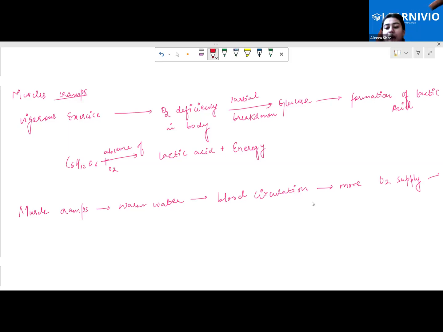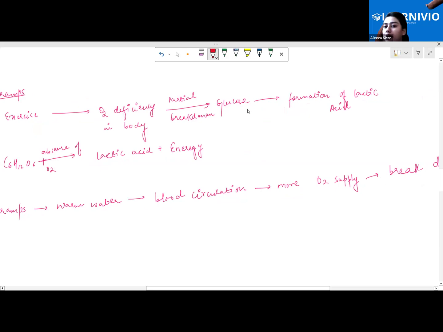Okay, ma'am. So at that time, what happens? There is a lack of oxygen in your muscles. After vigorous exercise, there will be oxygen deficiency in your body. That will lead to the partial breakdown of glucose. This partial breakdown will result in the formation of lactic acid. So those cramps are due to lactic acid. Ma'am, how does the lactic acid accumulate onto your muscles? This accumulates onto your muscles.